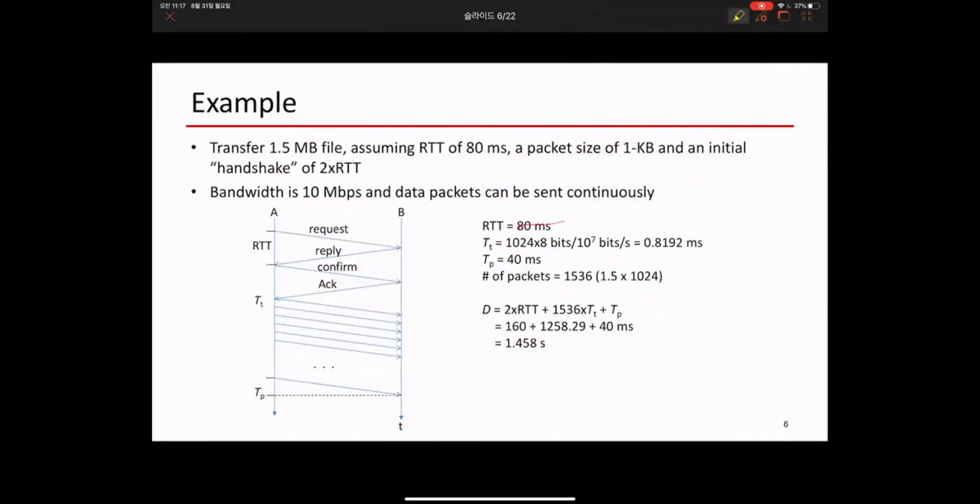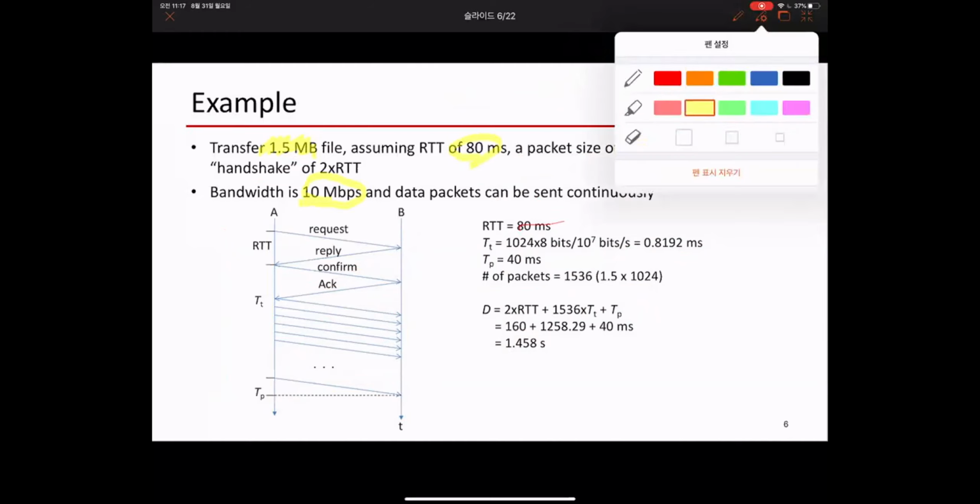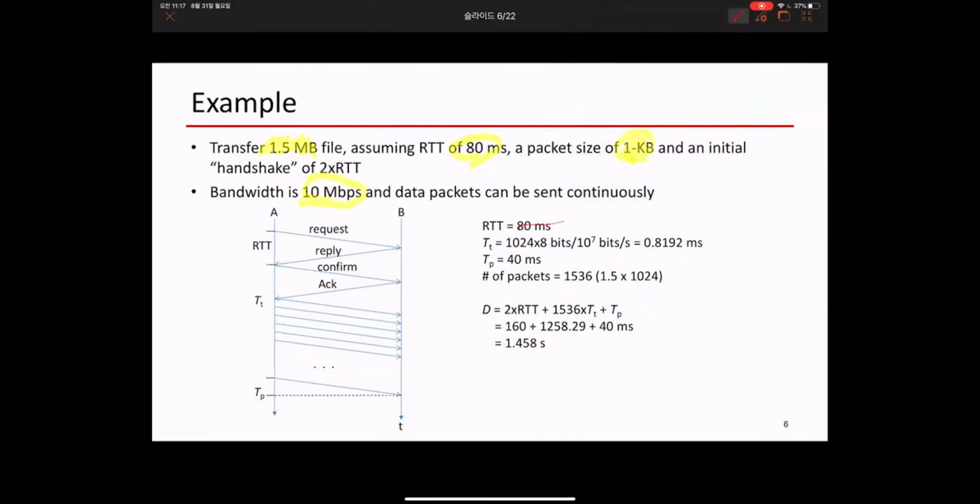Oh, okay. So your job is, in a given network, your network is 10 megabps, and your file size is 1.5 megabyte with a packet size of 1 kilobyte. And your given RTT is 80 milliseconds. So what you need to do is establish a connection first. It will take 2 times RTT.